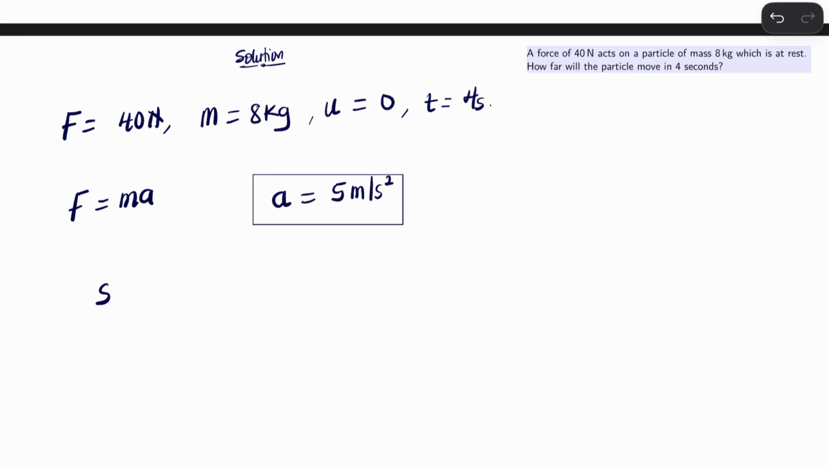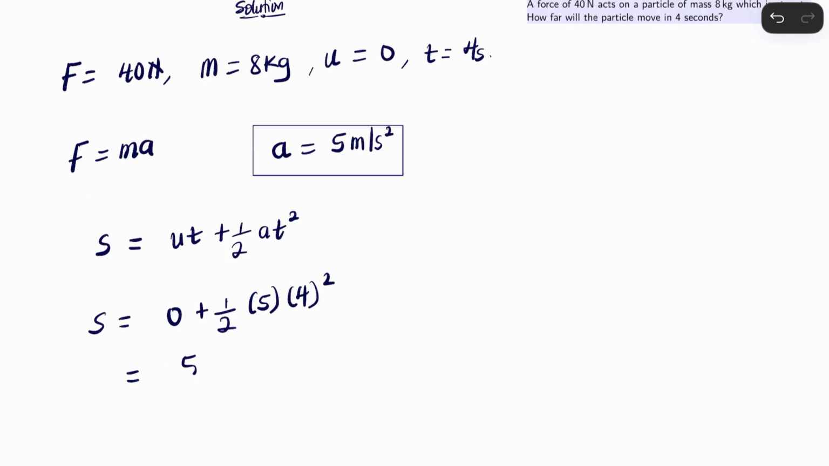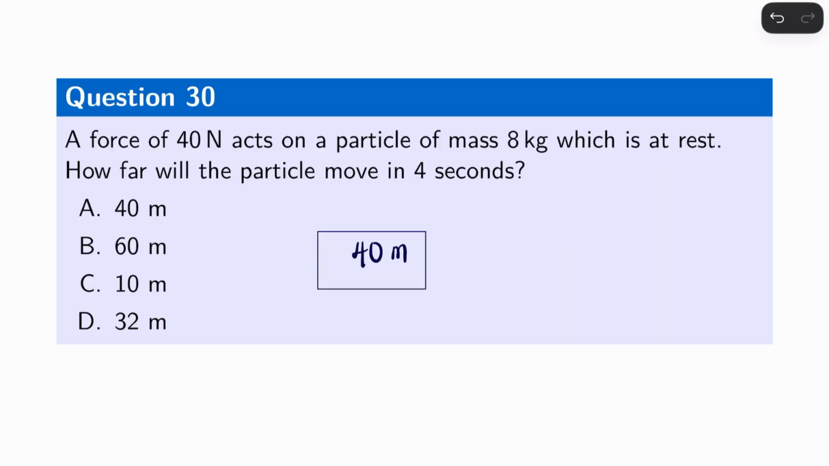The distance denoted by s is equal to ut plus half at squared. From the question, u is equal to 0 because the particle is at rest, and a is found to be 5 and t is equal to 4. Thus, the distance s is equal to 0 plus 1 half. a is giving us 5 and t is 4, so we're going to square it. 5 times 16 divided by 2, which is equal to 40 meters. Hence, the correct option is option A.